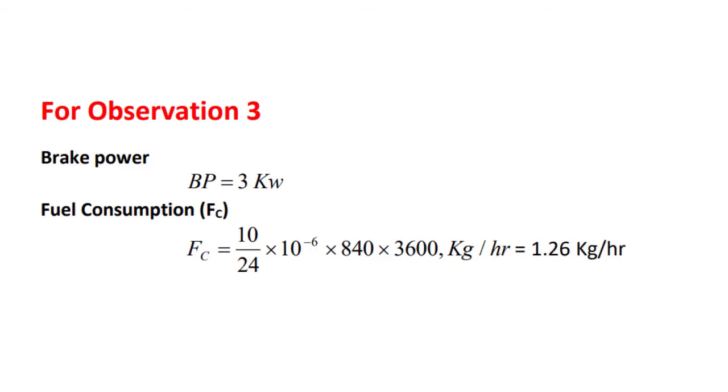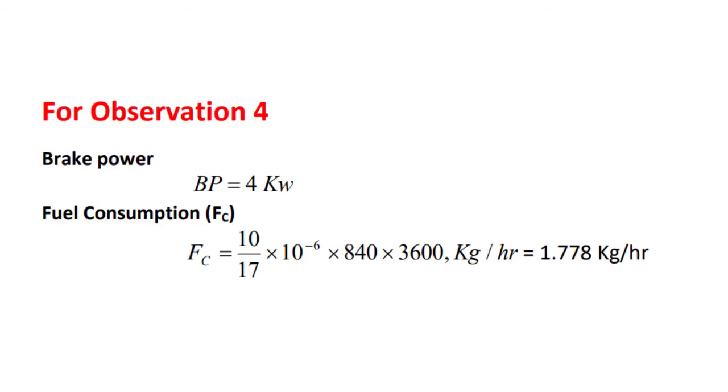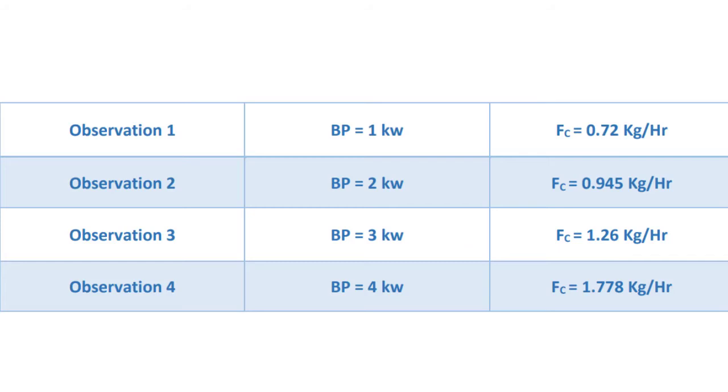Now let's take the fourth observation, that is 4 kilowatt. In this manner we will get fuel consumption, that is 1.778 kg per hour. Okay, and we will plot all these. So here you can see in one table, observation 1, brake power is 1 kilowatt, FC is 0.72, and in the same manner you can see 4 observations.